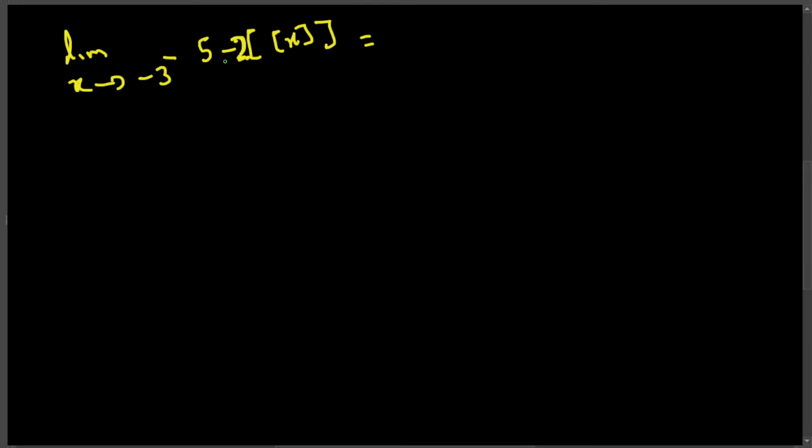First, rewrite this limit. When we are taking the limits, only the x matters, so we can separate the other things, like these constant values, and bring them to the front. If you do that, this is going to be 5 minus 2 times the limit as x approaches -3 from the left side of the greatest integer of x.